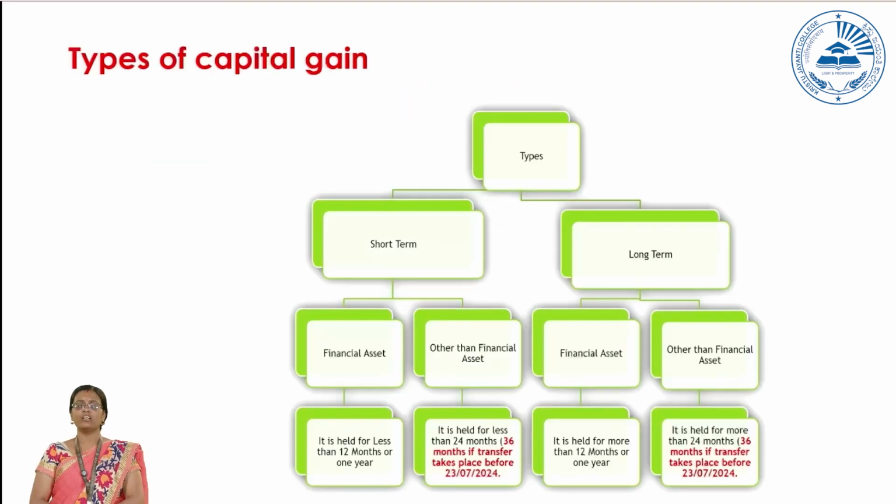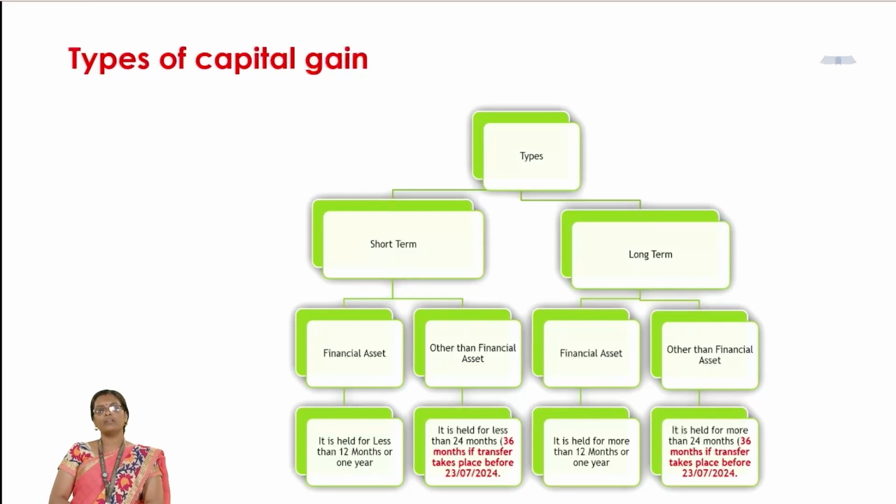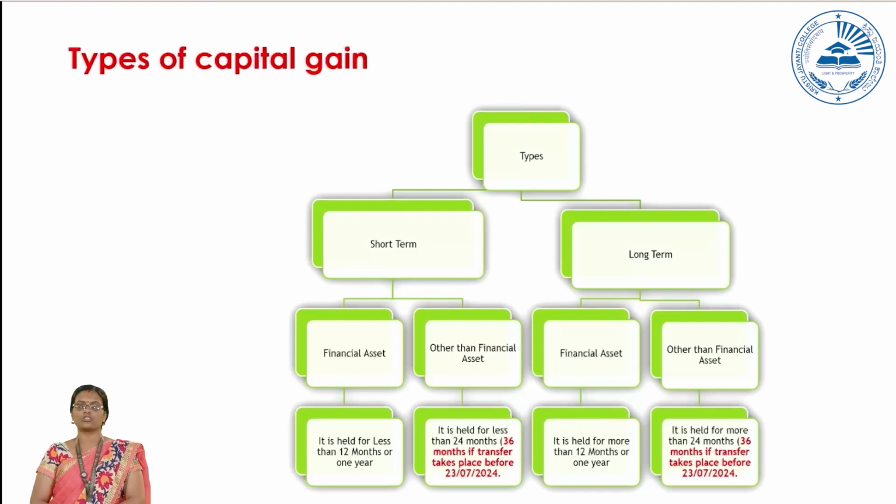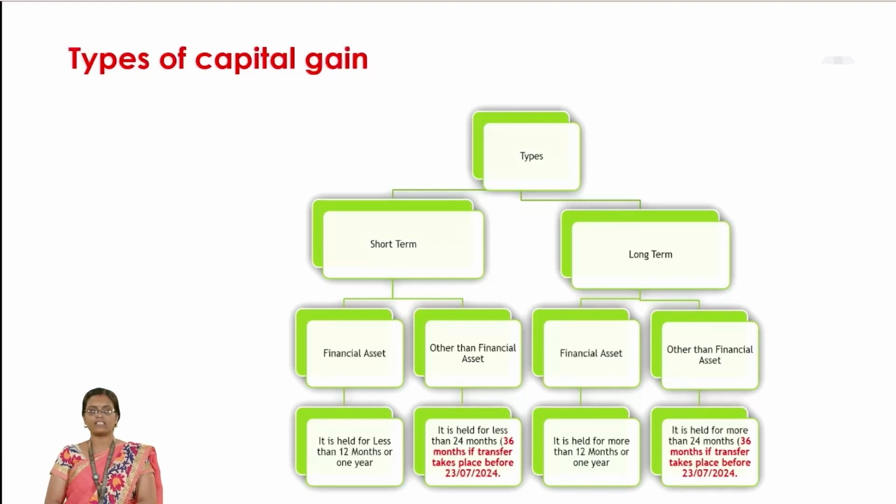Now, moving further, we will try and understand what are the types of capital gain that could arise. Predominantly, capital gains can be divided into two major classifications. The first one is called short-term capital gain, and the second one is called long-term capital gain. Under short-term capital gain, it depends on what kind of asset you are selling and what kind of asset you are holding for a particular period of time.